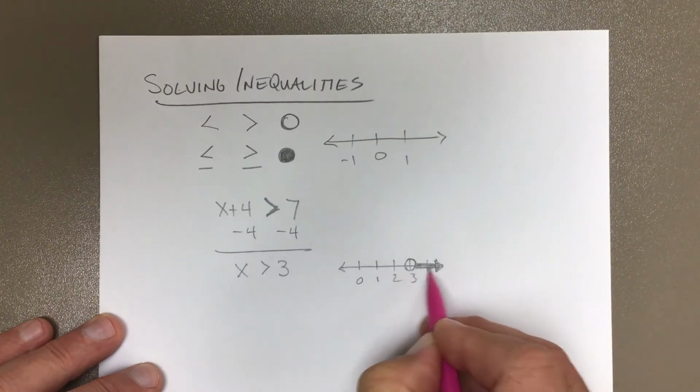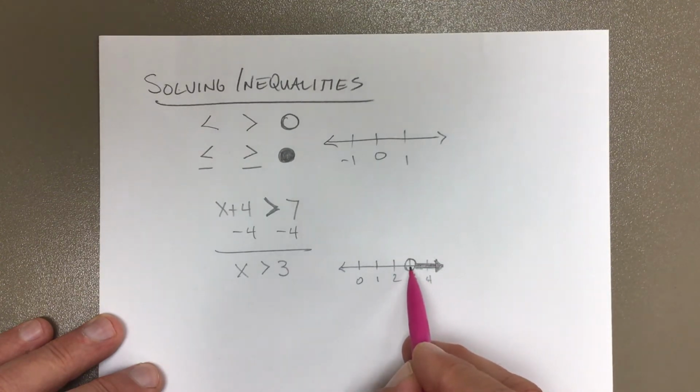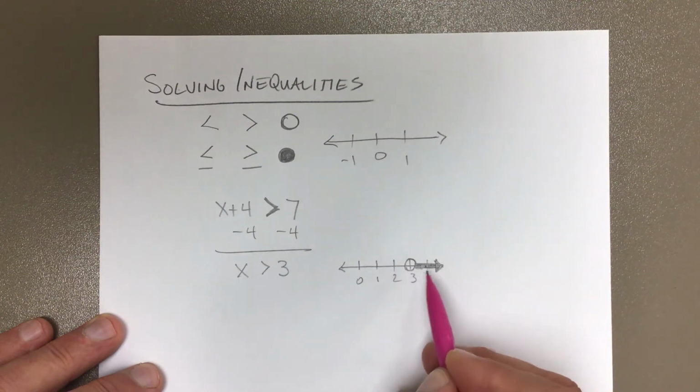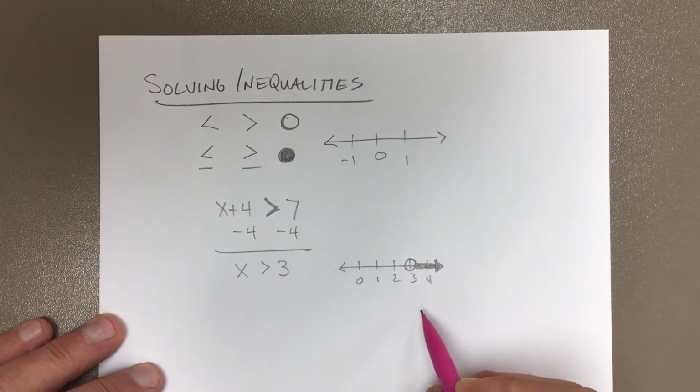So now that tells me all of these numbers in between here. Remember that between 3 and 4, there are infinitely many numbers. So we have to shade it to say all of those numbers, not just these big numbers that we see, but all of these numbers are included. That's how we would do that one.